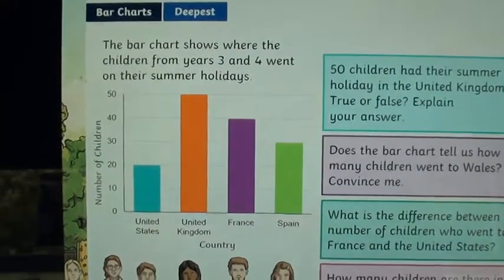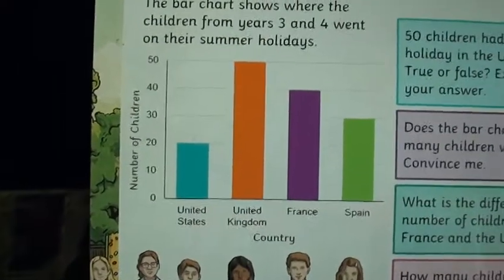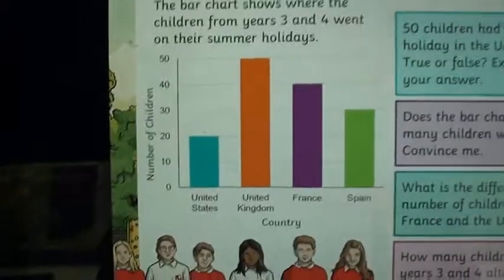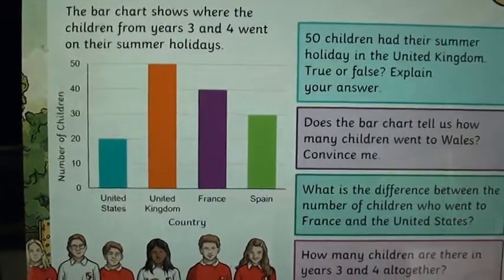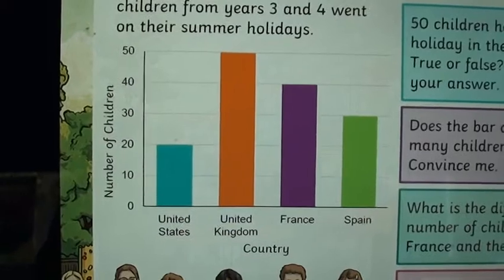Cool, here we go, one more. This bar chart shows where the children from years 3 and 4 went on their summer holidays. So some went to the United States, some went to the UK, some went to France, some went to Spain. Hey guys, summer holidays? Feels like a lifetime ago. 50 children had their summer holiday in the UK, true or false?